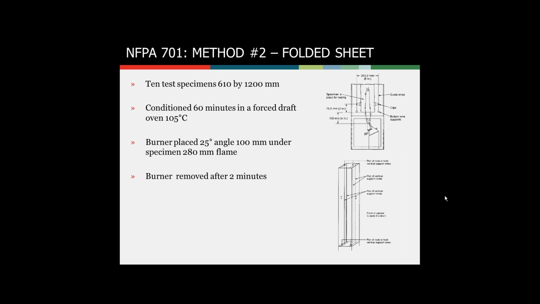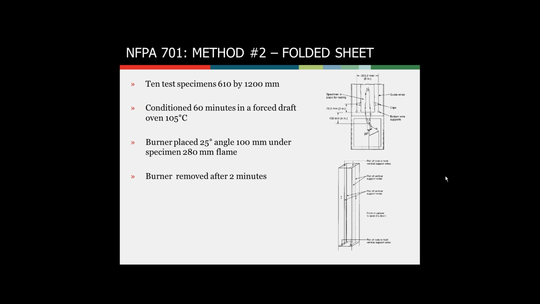Specimens are mounted on the rod and clipped to the vertical supporting wires, this time folded 4 times. Once suspended, they should be 4 inches above the burner. The test is run the same as the flat sample.